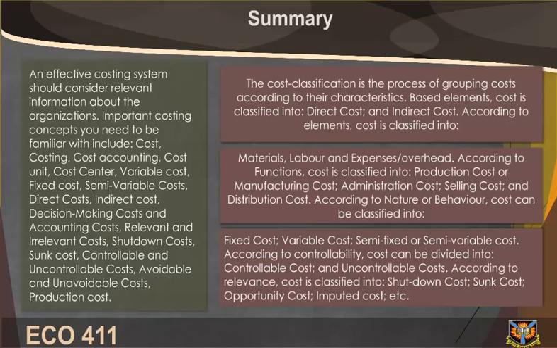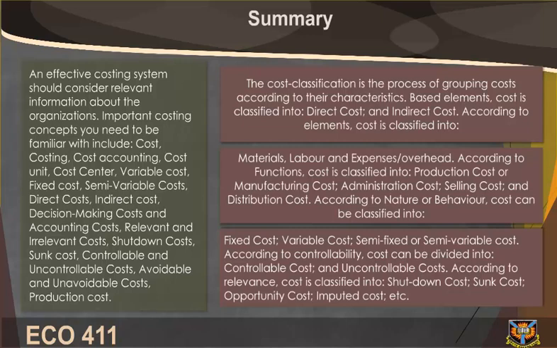Summary: an effective costing system should consider relevant information about the organization. Important costing concepts you need to be familiar with include costing, cost accounting, cost unit, cost center, variable cost, fixed cost, semi-variable cost, direct cost, indirect cost, decision-making cost, and accounting cost, relevant and irrelevant cost, shut-down cost, sunk cost, controllable and uncontrollable cost, avoidable and unavoidable cost, production cost.